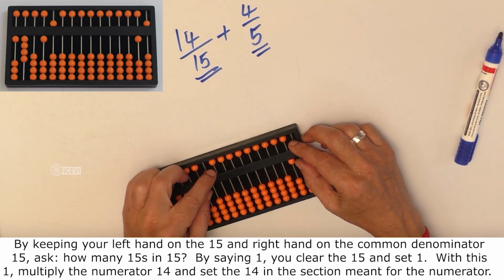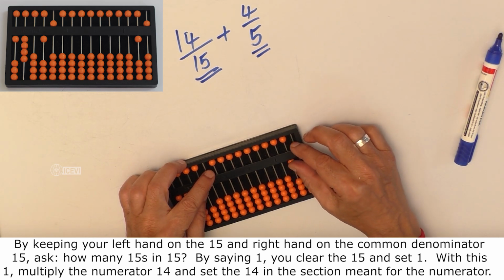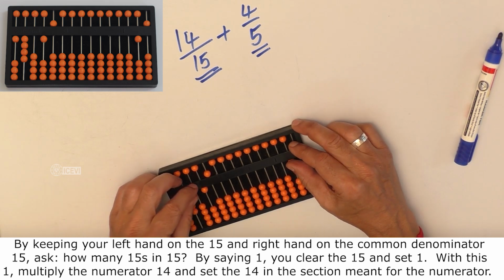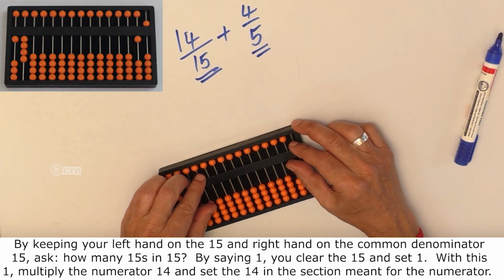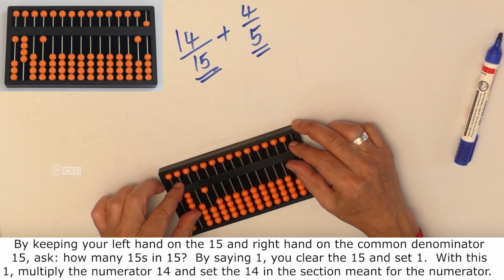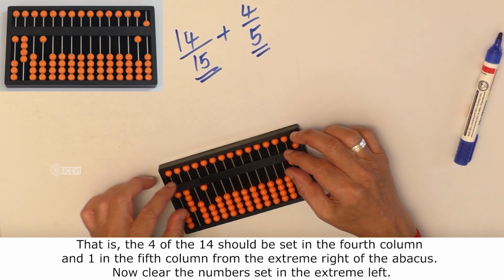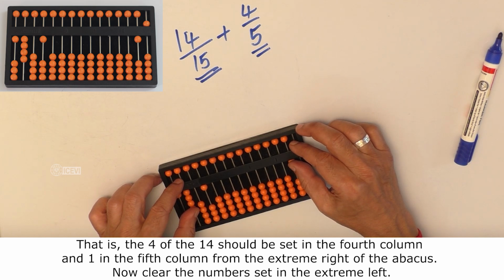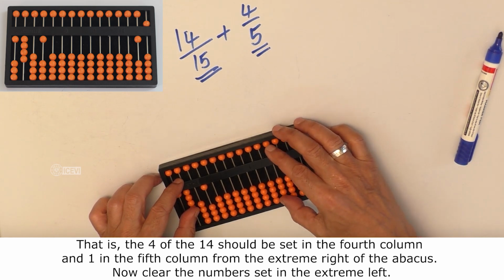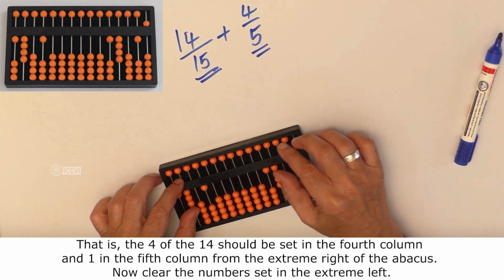By keeping your left hand on the 15 and right hand on the common denominator 15, ask how many 15s in 15. By saying 1, you clear the 15 and set 1. With this 1, multiply 14 and set 14 in the section meant for the numerator. That is, 4 of the 14 should be set in the fourth column and 1 in the fifth column from the extreme right of the abacus.